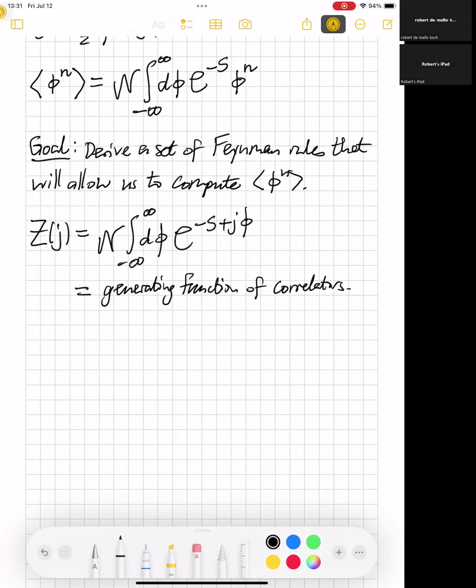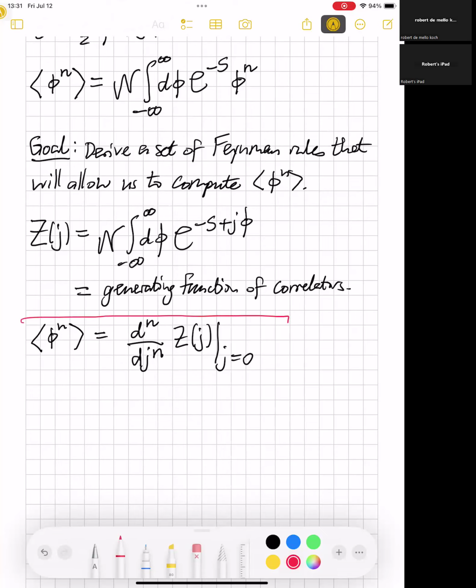Why is it called the generating function of correlators? How do you generate a correlator given Z of J? Well, it's quite straightforward. Phi to the n is equal to d^n/dJ^n on Z of J evaluated at J equals 0. So how do you generate a correlation function? Well, for the correlator phi to the n, take n derivatives of Z of J with respect to J, and then set J equal to 0. So it's because you can extract these correlators from Z of J, as shown in the red box. That's why we call it a generating function of correlators.